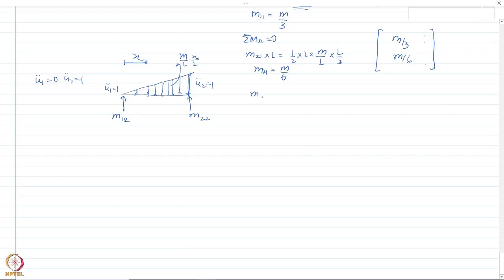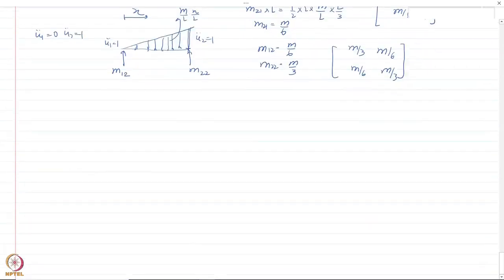In this case you can get m12 as m by 6 and m22 as m by 3. Okay, so this is m by 3, m by 6, m by 6, m by 3. All right, so mass matrix is also obtained as this, m by 3, m by 6, and m by 6 and m by 3. So we have obtained mass matrix, we obtained the stiffness matrix. One more quantity that need to be obtained is the force vector.